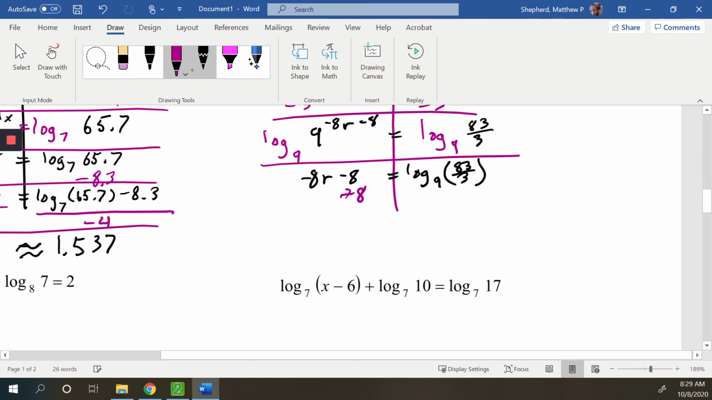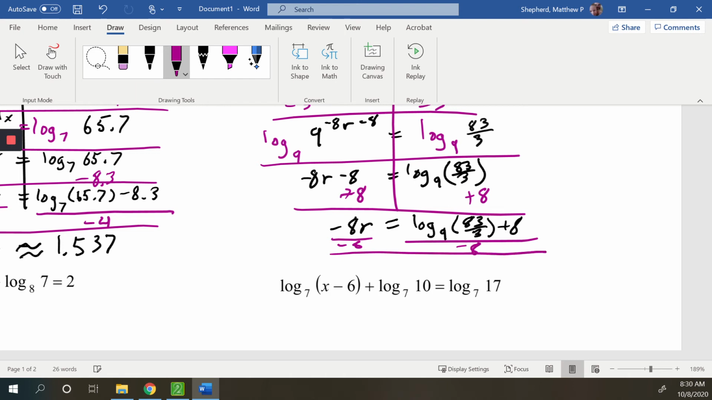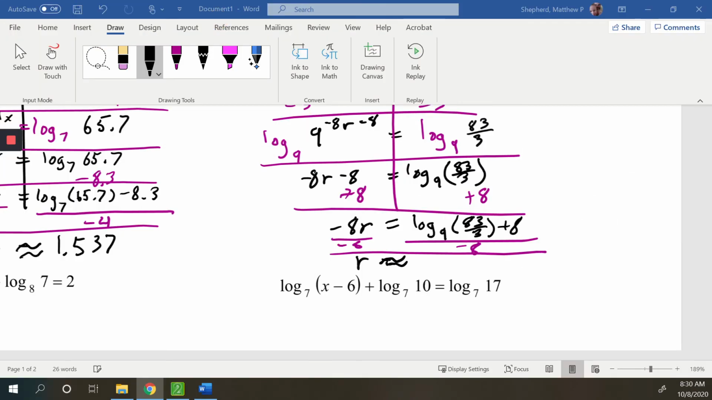Let's go ahead and add the 8 to both sides. Negative 8r is equal to the log base 9 of 83 thirds plus an 8. Final step, divide by that negative 8. Notice how we're dividing everything when we do division. So r is going to be approximately equal to that huge mess of a problem.